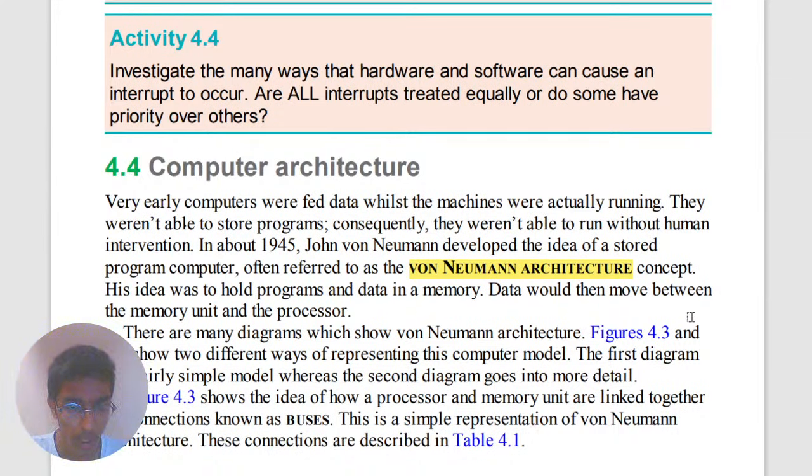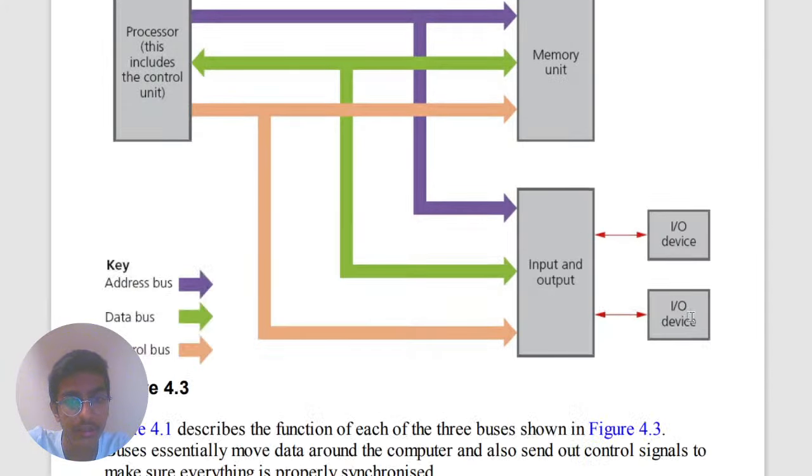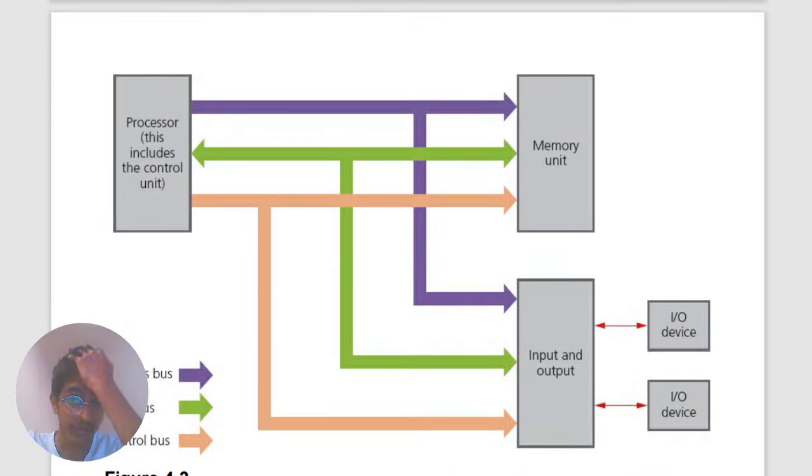The von Neumann architecture has a diagram, and here is the diagram that we're going to have a look at. Hopefully you can see it. The diagram starts with the processor, which includes the control unit. We have the memory unit, input and output, and then the I/O devices. Now we have three types of buses that you will come across.